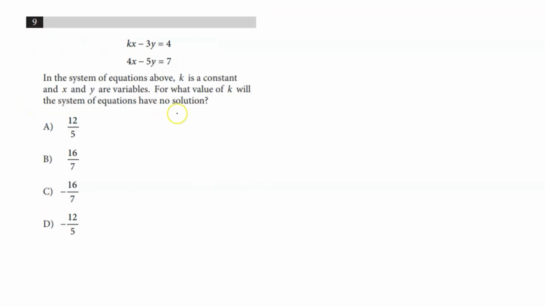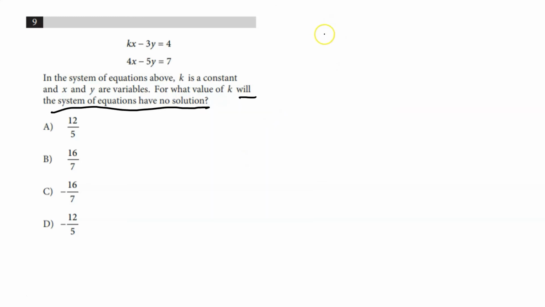Okay, so once again, yet another systems of equations question. The College Board isn't very original. Nonetheless, the question reads, in the systems of equations above, k is a constant and x and y are variables. For what value of k will the systems of equations have no solution? So if you think about it geometrically, what factor would make the systems of equations have no solution?